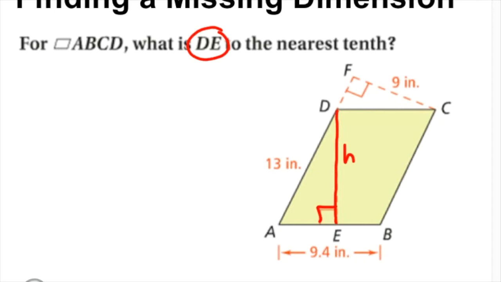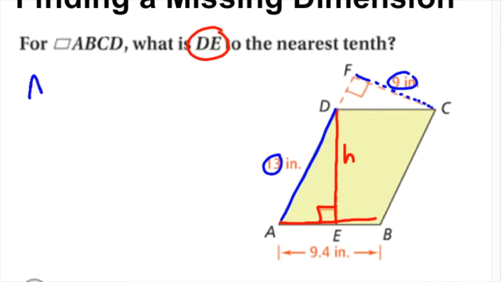What they did give us is they gave us, well, this is the height that would go with this value, the 9.4, okay? So they didn't give us the area. Sometimes they might, but they gave us enough to get the area another way. I see another height over here. This height is 9. This height would go with this side, which is 13.